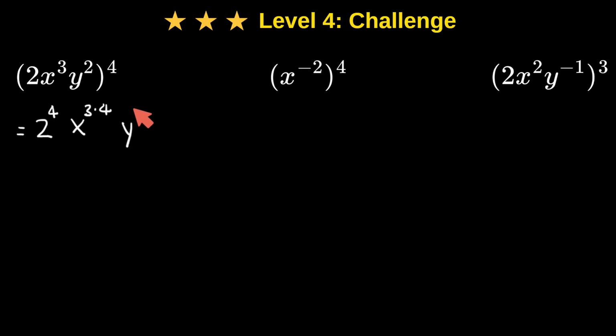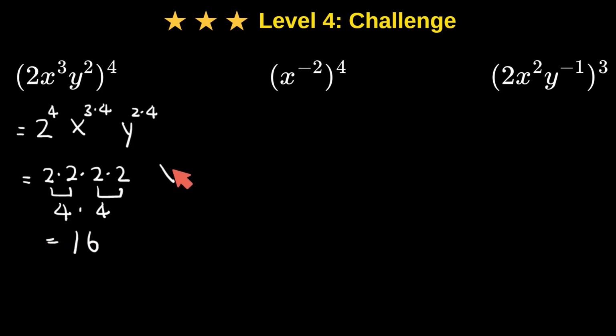Now let's raise 2 to the 4th power and let's multiply the exponents. Now 2 to the 4th power simply means we are multiplying 2 times 2 times 2 times 2, 4 times by itself, and after grouping and multiplying, 4 times 4 should be 16. Now let's work with the variables. 3 times 4 will be 12 and 2 times 4, y will be raised to the 8th power. So our final answer is 16x to the 12th power, y to the 8th power.